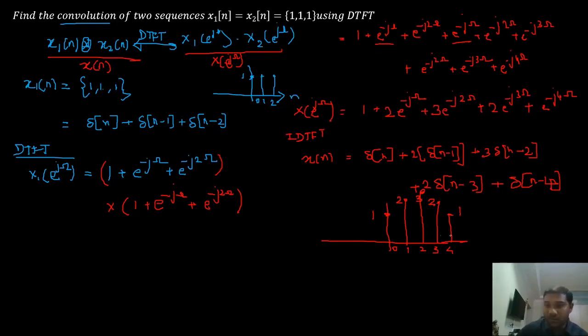So what is my x of n? X of n is nothing but the convolution of the two sequences x1 and x2. So my x of n, which is nothing but the convolution of x1 and x2, is nothing but at 0 I have 1, then 2, 3, 2, 1. So this is the convolution of two sequences using DTFT.